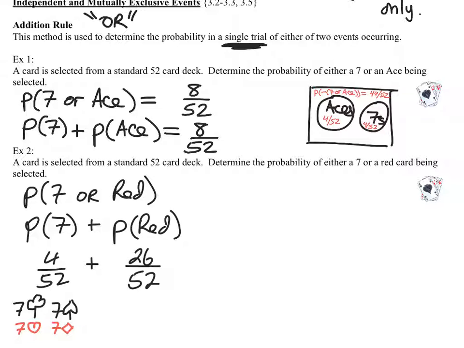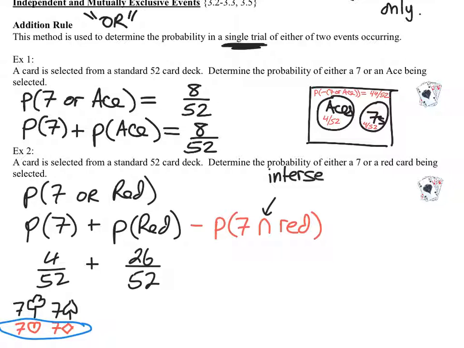So in the process of counting all my 7s, I double counted a couple of reds, right? Because when I took all my reds, I included the red 7s, so I'd have to subtract those off, all right? So what I would need is a subtraction of the probability of getting a card that's 7 and red at the same time, all right? So 7 and red. This is a symbol for intersection. It means and.